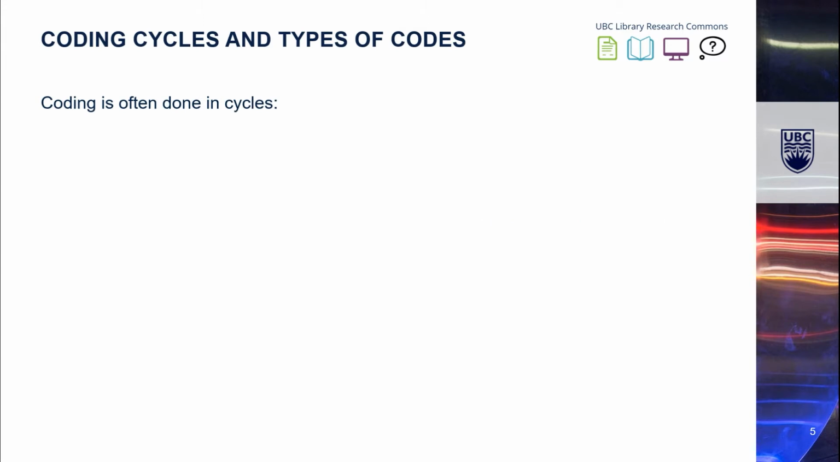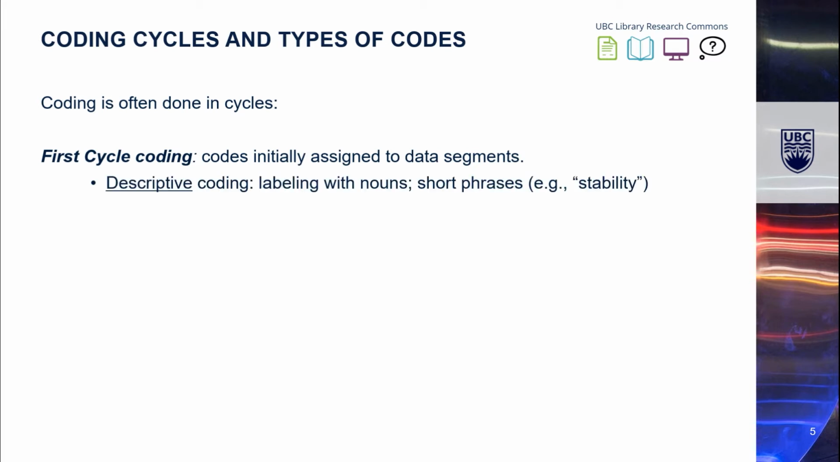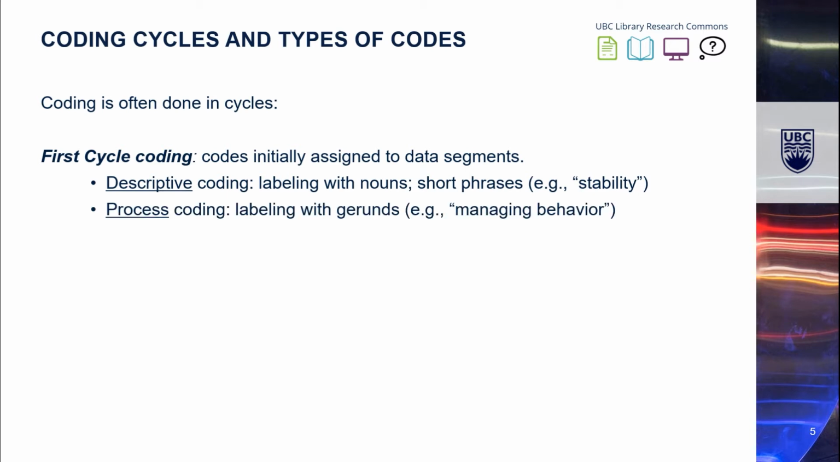Saldaña made a good point that coding is often done in cycles. He distinguished between first cycle coding, when codes are initially assigned to data segments, and second cycle coding, when codes are developed further from first cycle codes. For example, during first cycle coding, we can code descriptively using nouns or short phrases such as stability or security as labels for our codes that summarize the topics of data segments. Or we can do process coding when we use a gerund as a label of a code to connote observable action in a segment of data, for example, managing behavior, lining up for lunch.